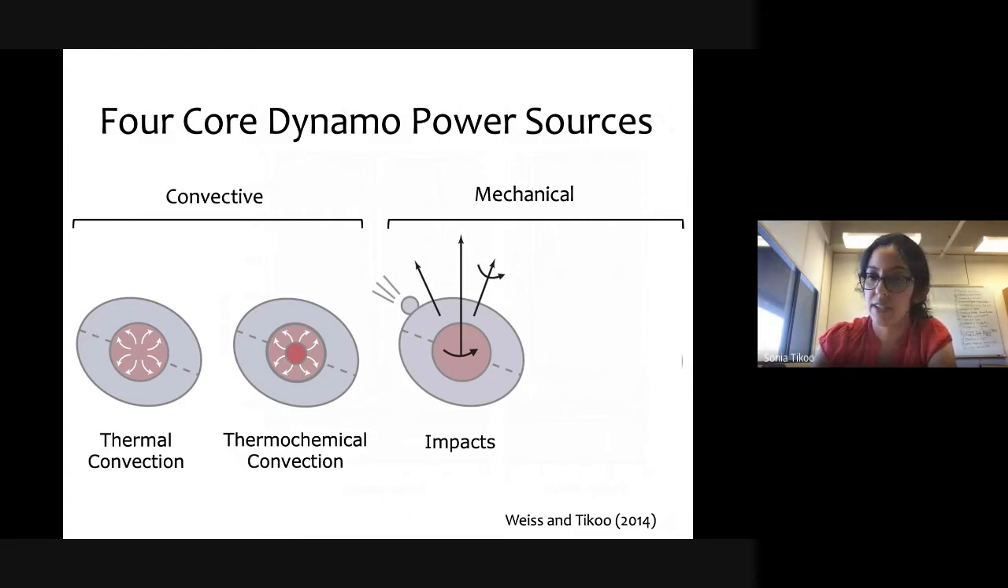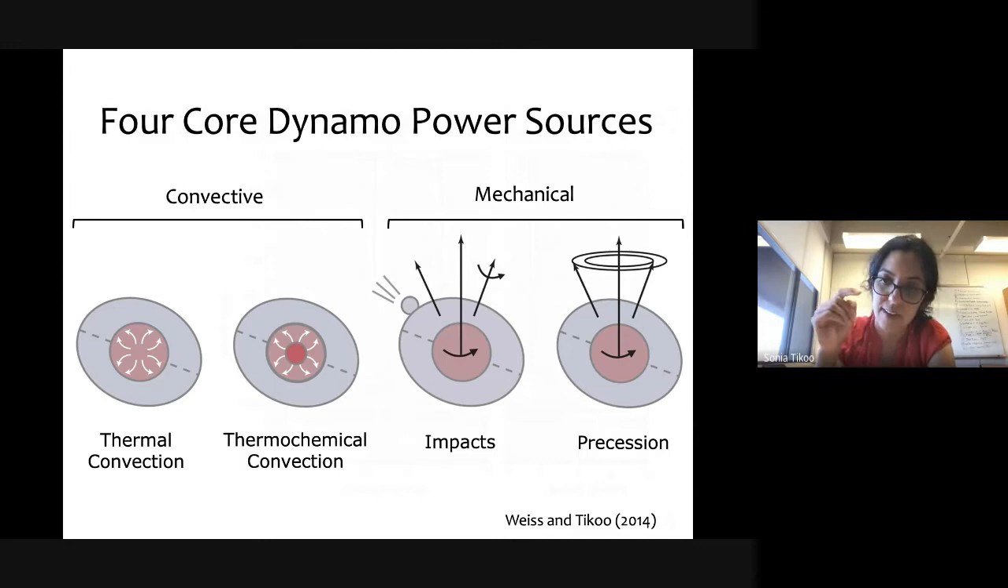In 2011. And then there was this other mechanism that has been considered for the moon, this idea of precession, where you can have turbulence in the core generated by differential rotation, either between the fluid outer core and the solid mantle that overlies it, or differential rotation between the solid inner core and the fluid outer core. And so regardless of what boundary you're talking about, you can have precession that contributes to the generation of a fairly intense dynamo field according to those models.